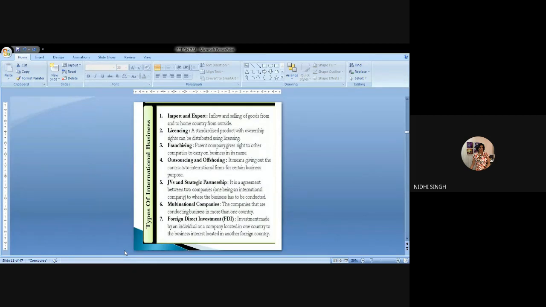The company Coca-Cola licenses its brands to companies in each category. रेंट करता है अपना ब्रांड नेम. वो कोका कोला अपना ब्रांड नेम रेंट करता है. Okay, it is an example of licensing. Coca-Cola won't give franchisee.